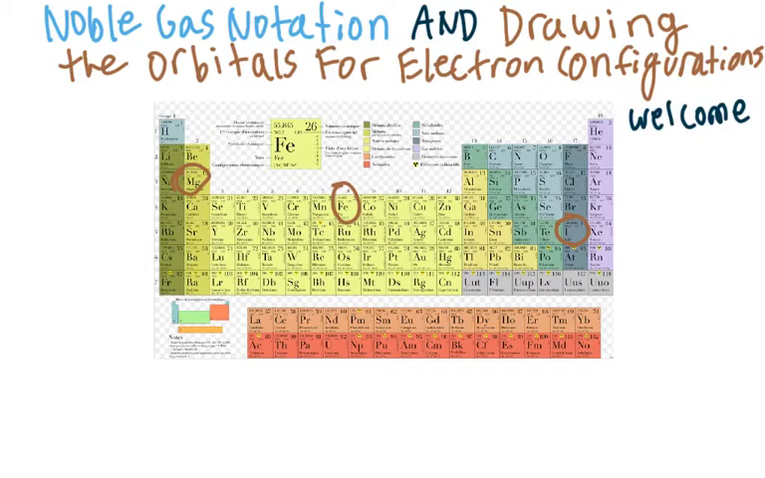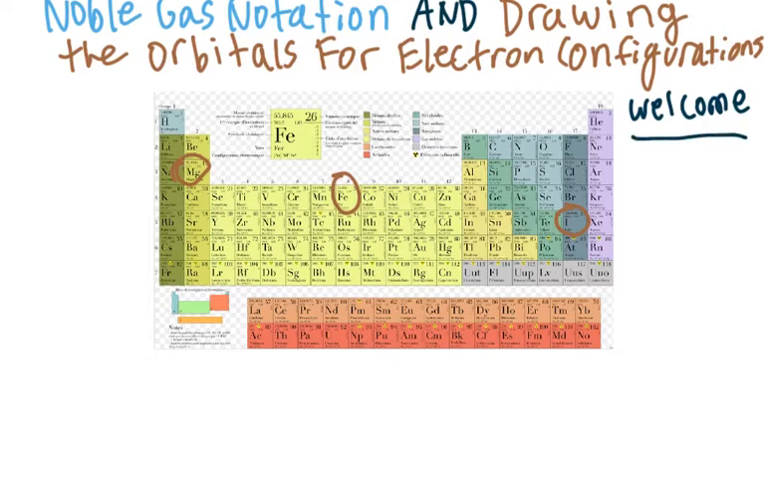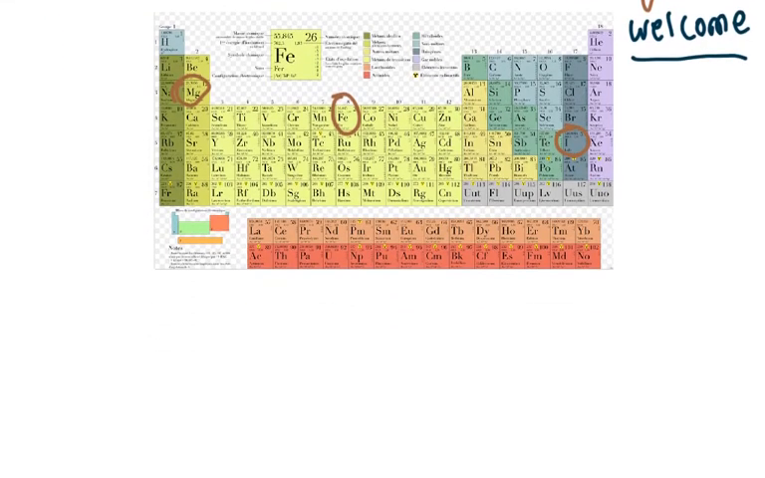So actually drawing the 1s and 2s and drawing the spin quantum number of plus 1/2 and minus 1/2, and so on. All right, so let's go ahead and get started. So let's start with magnesium first. Okay, so that's our first example.